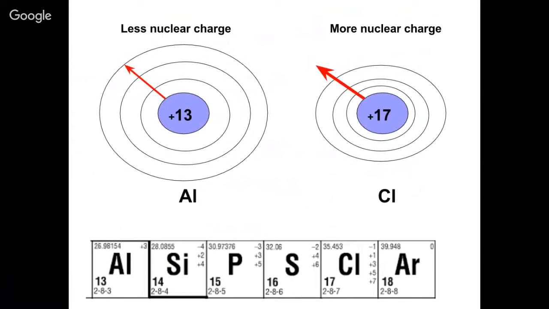So if we were to look at this, comparing aluminum to chlorine, we have less nuclear charge, 13 protons in aluminum. We have more of a nuclear charge in chlorine, 17 protons. So look at how that atom shrinks. It becomes smaller.